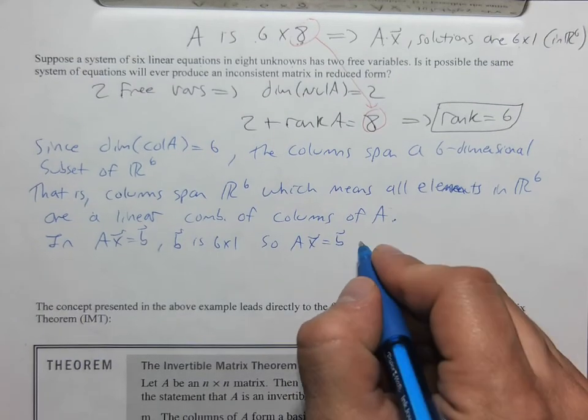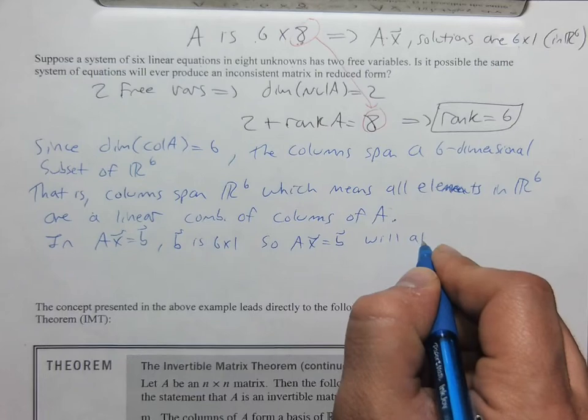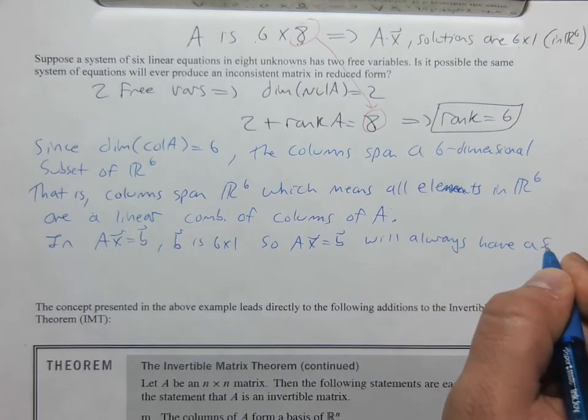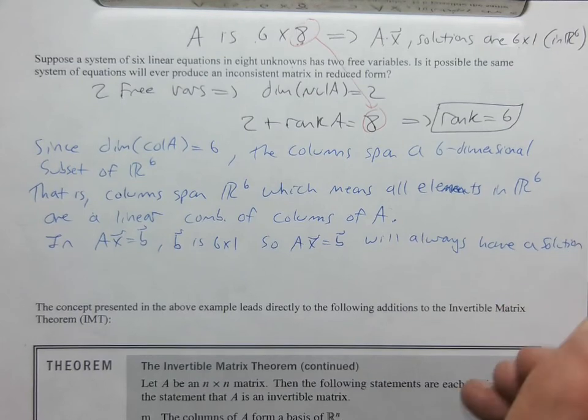And so Ax = b will always have a solution. And if it always has a solution, the matrix is never inconsistent.